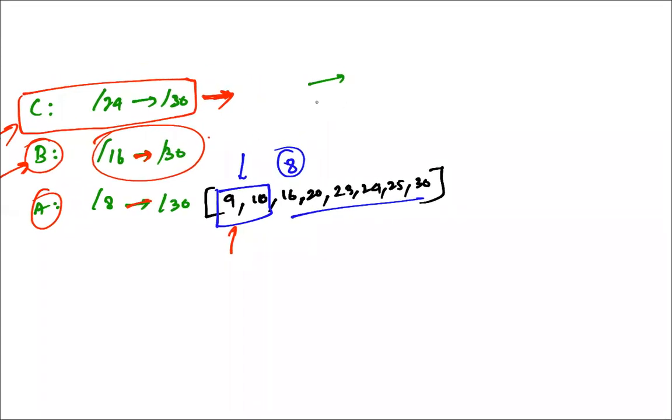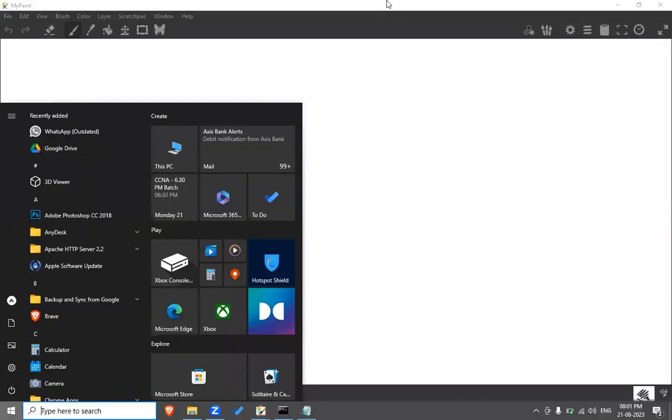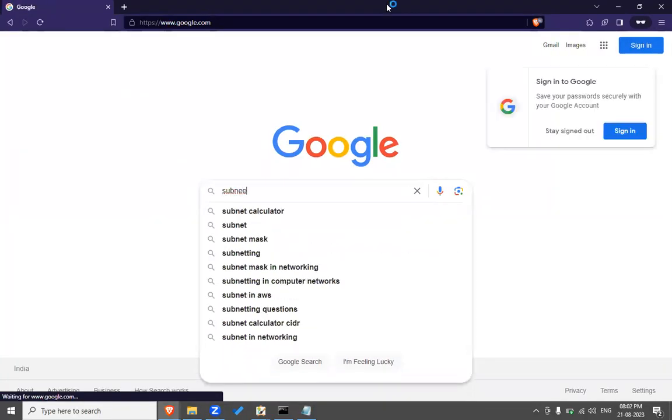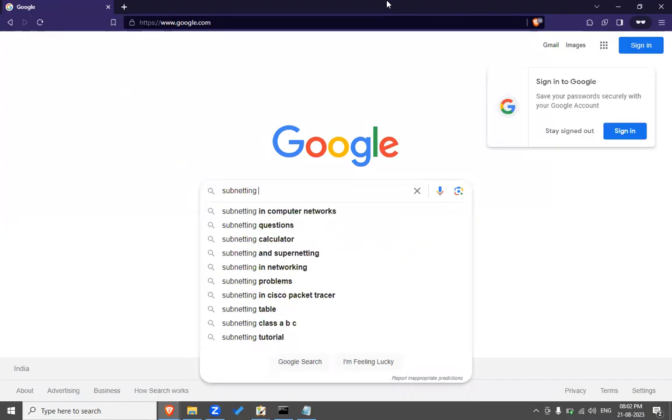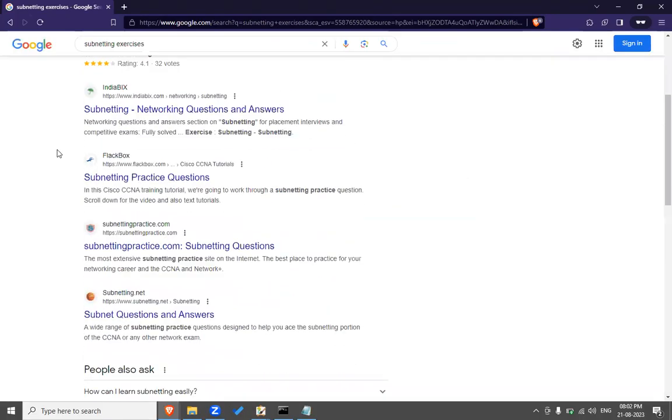I can give you this simple example to prove how important subnetting is. When you just search on the internet, so this is really slow today, I don't know why. Okay, I'll search for subnetting exercises. Oh, sorry, I made a typo. Subnetting exercises.